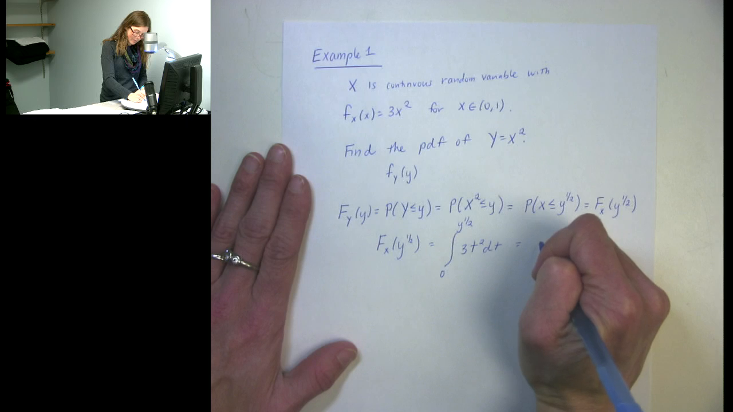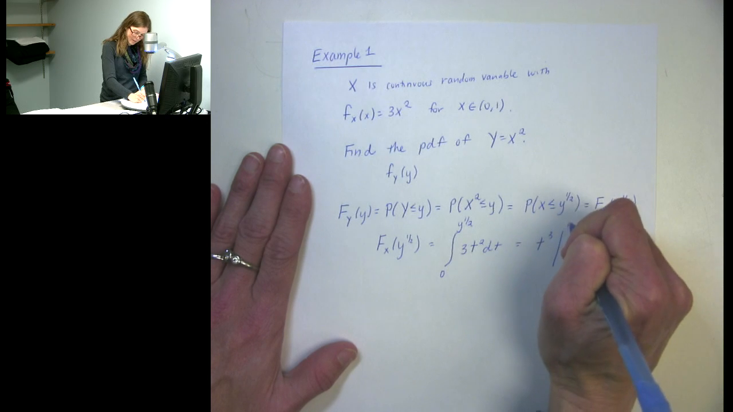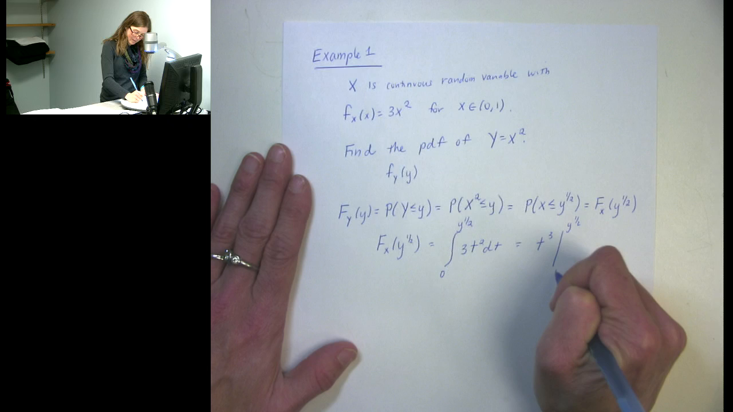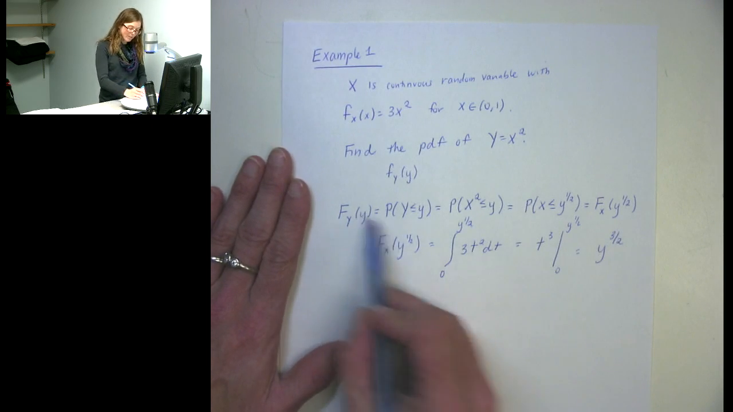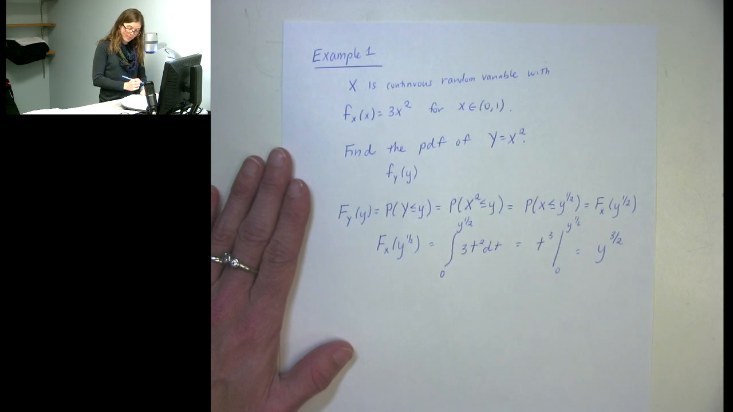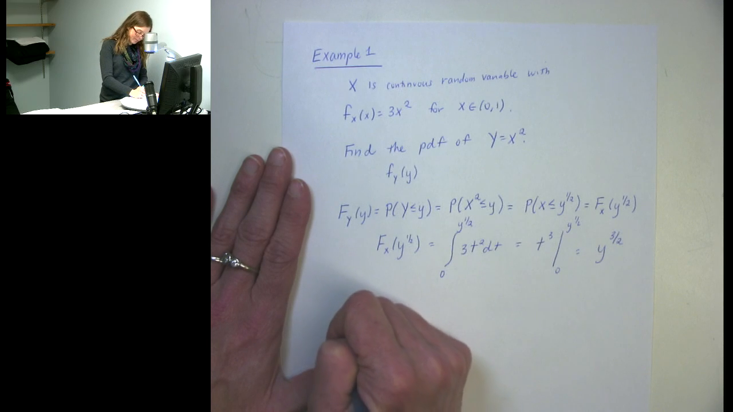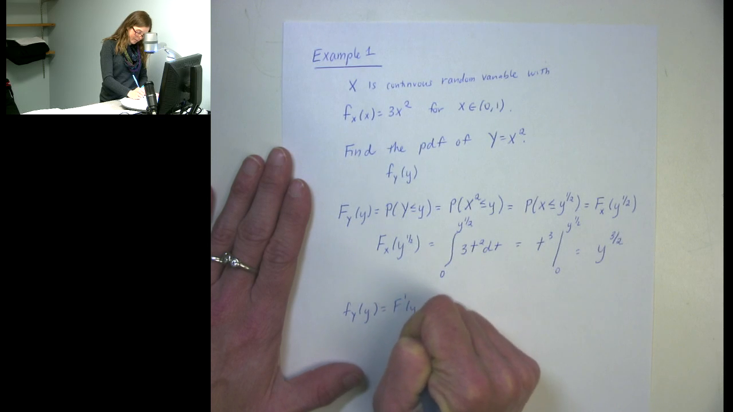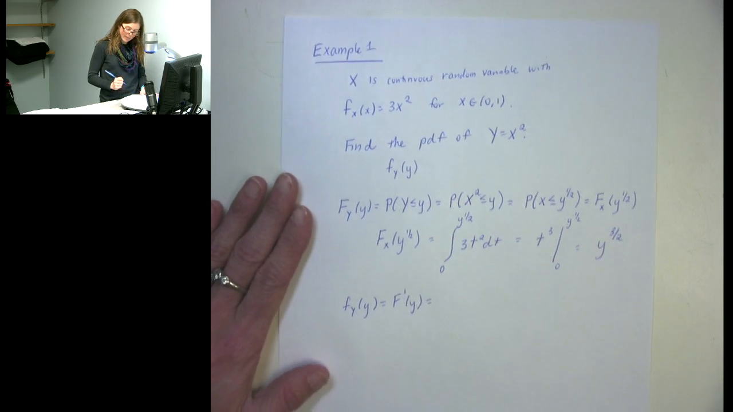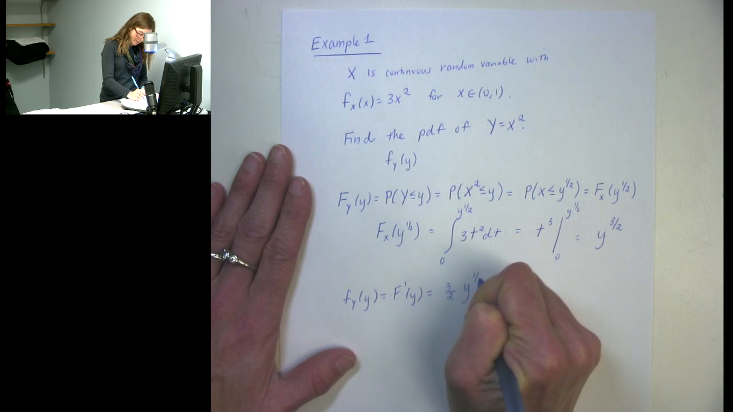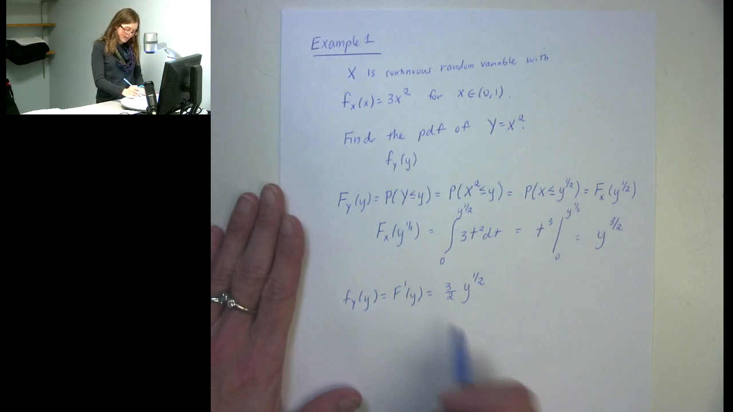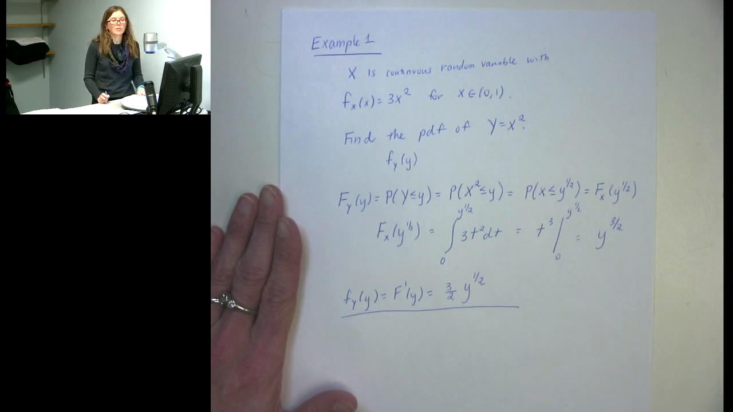Doing the integration, this gives me t cubed, which gives us y to the 3/2 power. So this is our cumulative distribution function of y. Now, to find the PDF, I need to take the derivative, which is 3/2 y to the 1/2. And now we have our probability density function for y.